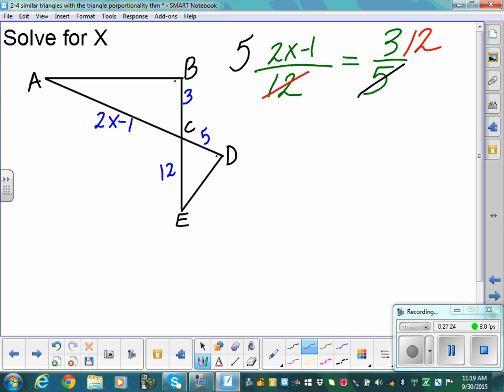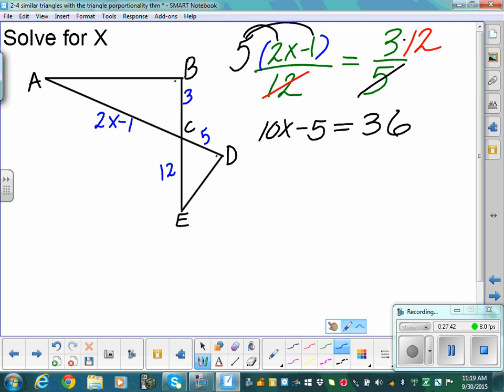Now, do I need to put 2x minus 1 in parentheses? Yes. Absolutely. It's 5 times all that stuff. So now I've got to distribute it through. 5 times 2x is 10x. 5 times negative 1, which is equal to 3 times 12. 36.